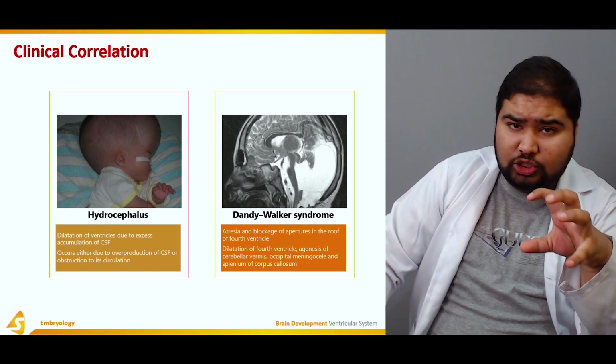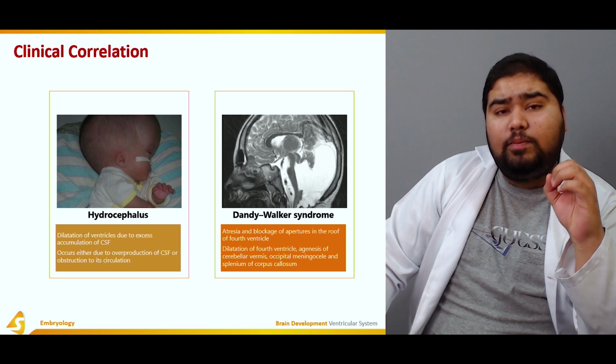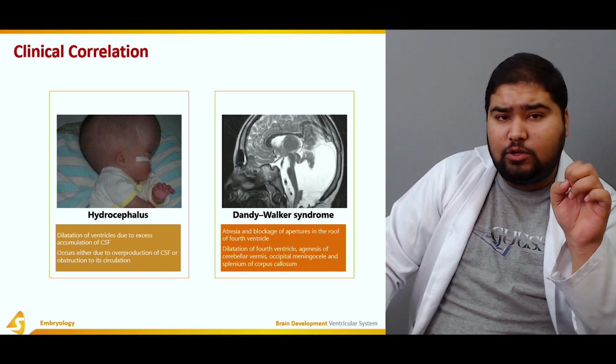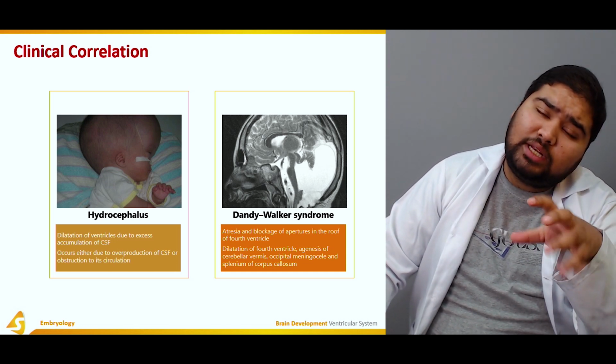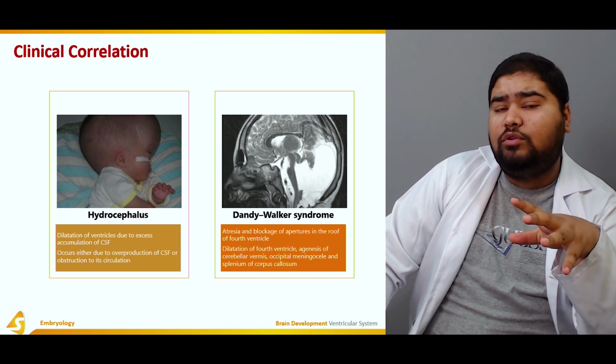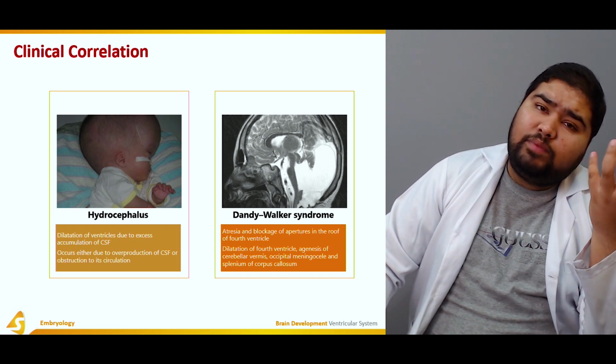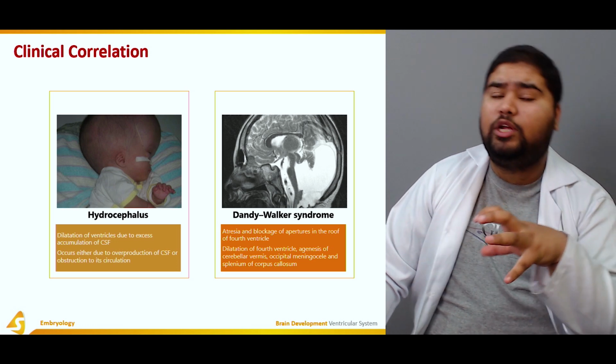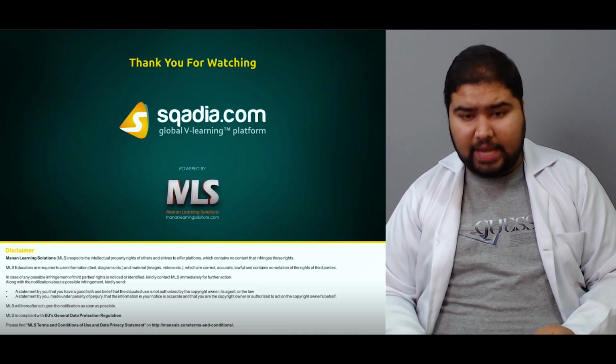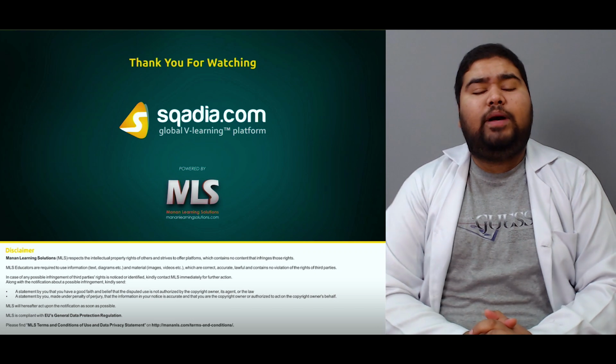Again, why is that happening? There's obstruction to the flow of cerebrospinal fluid. Where does this obstruction lie? In the roof of the fourth ventricle. And from there, the CSF was supposed to go into the subarachnoid space. So this was all about this section.